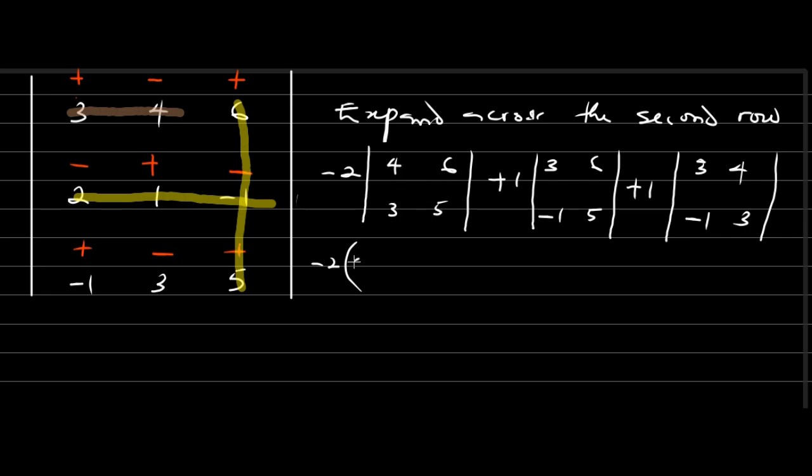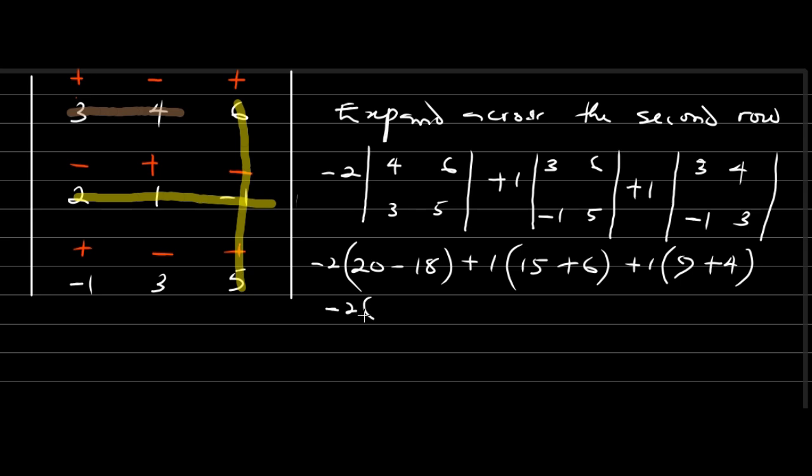We have 5 times 4, that will give us 20, minus 3 times 6, that will give us 18, plus 1 into 3 times 5, that will give us 15. All right. Minus 6, so that will be plus 6. Plus 1 into 3 times 3, that is 9. Should be 9 minus 4, so that's plus 4. So this is minus 2 into 20 minus 18, that is 2. Plus 1 into 15 plus 6, that is 21. Plus 1 into 9 plus 4, that is 13.